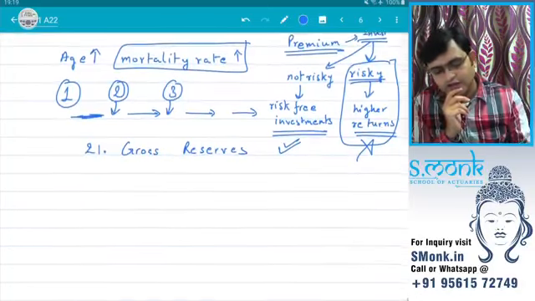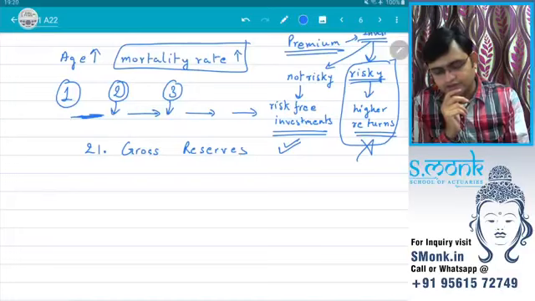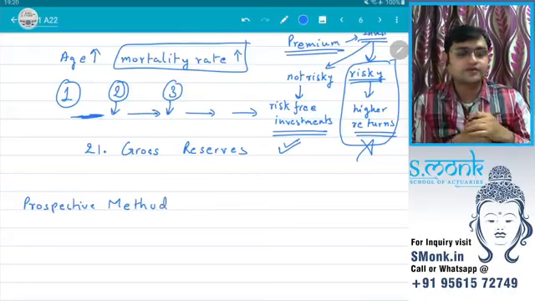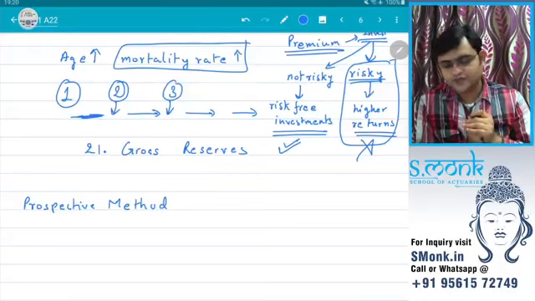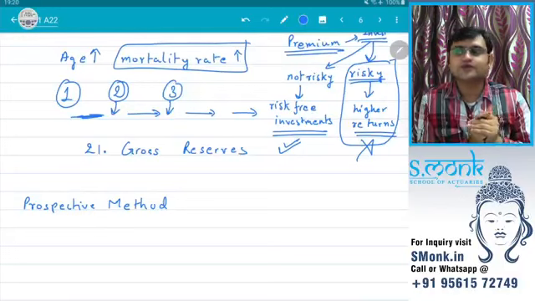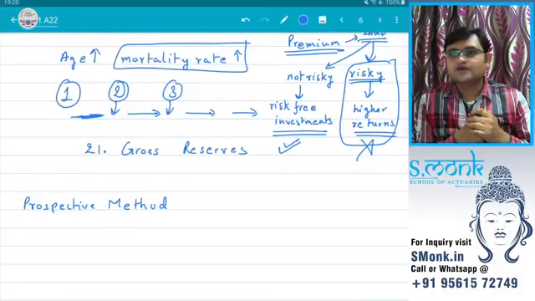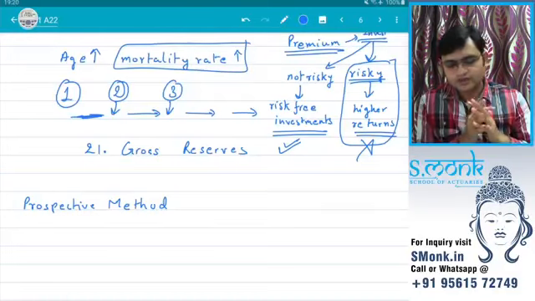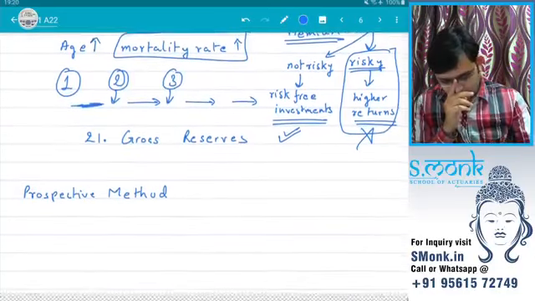So how do we calculate gross reserves? We have two methods of calculating reserves. The first method is prospective and the second is retrospective, as we have done that before in loan schedules, right? Very similar. In prospective, what we will be doing is we will be seeing our future prospects. Whatever is going to happen in the future, accordingly we will be calculating our reserves.